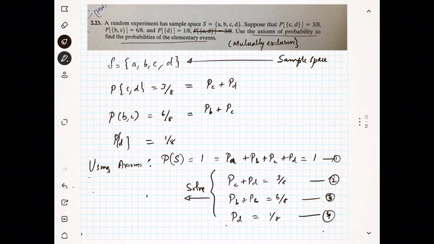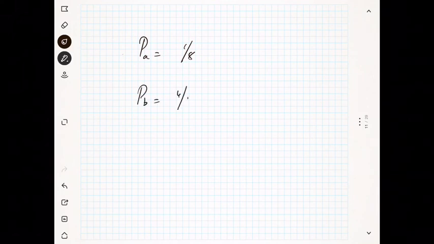So solve equations 1, 2, 3 and 4 and you will get the probability of A as 1 by 8, probability of B as 4 by 8, probability of C as 2 over 8 and probability of D as 1 over 8. And you can check it.